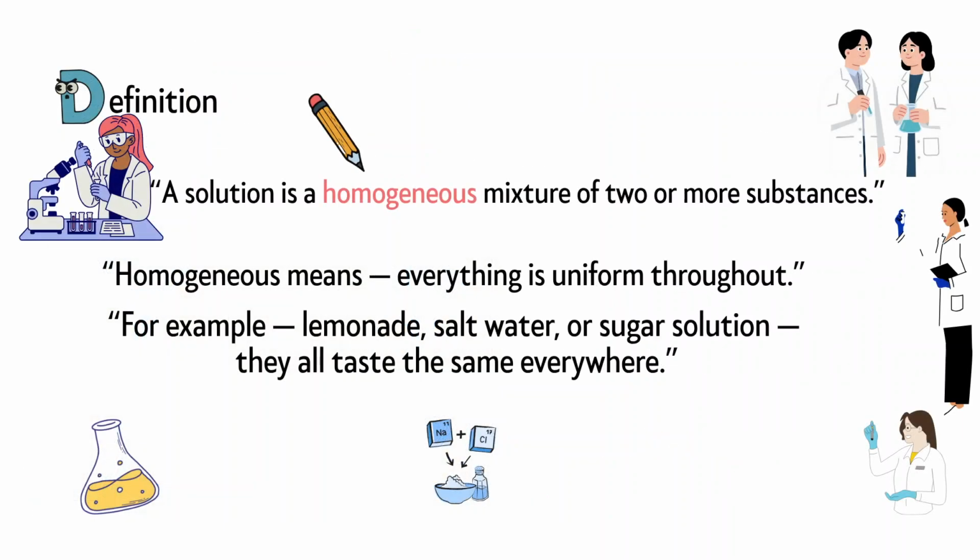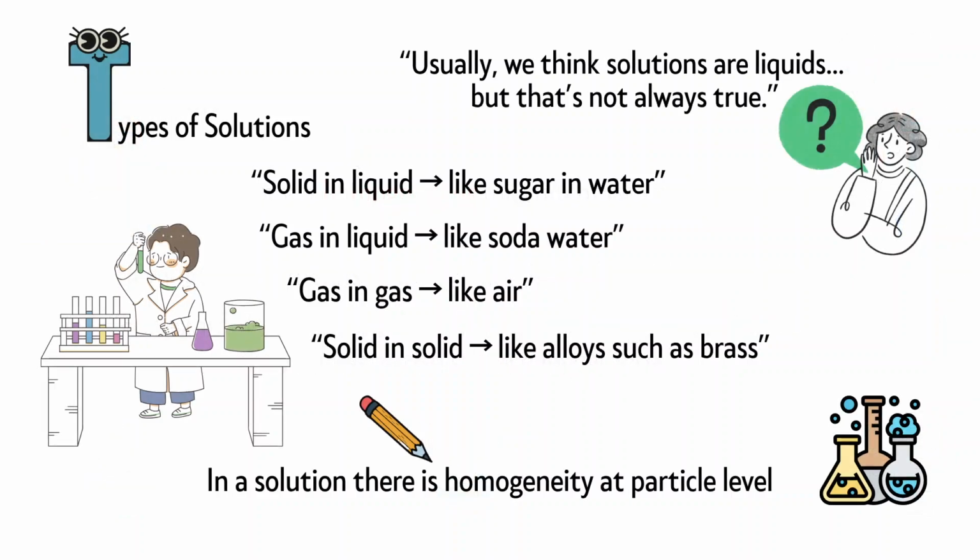A solution is defined as a homogeneous mixture of two or more substances. Homogeneous means everything is uniform throughout. Examples are lemonade, salt water or sugar solution. Usually we think solutions are liquid.